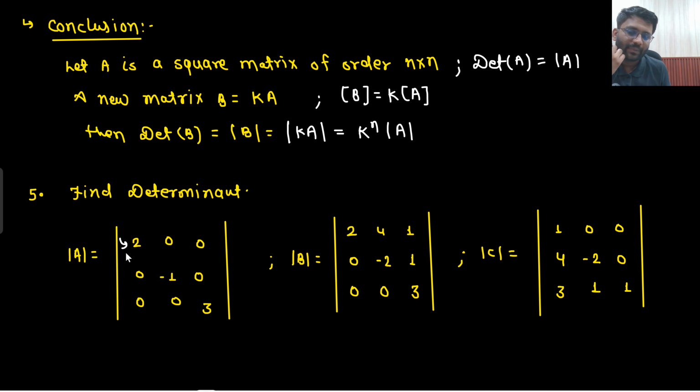Sir, here I can do the expansion with respect to first row. So 2 into minus 1 into 3, that will be minus 3. So what is the answer I am getting? I am getting minus 6. Or I can write down this as 2 into minus 1 into 3.